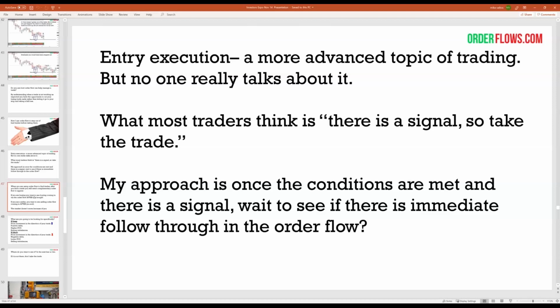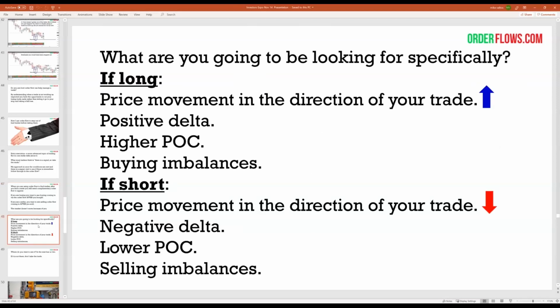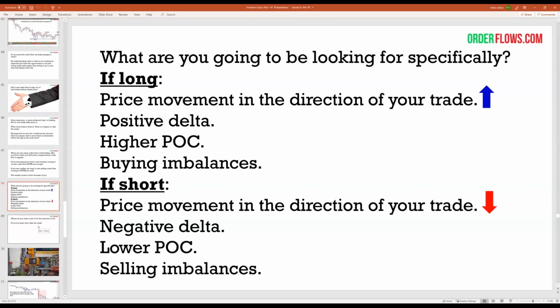And when you're using order flow to find trades, after you find the trade, wait for the complementary order flow to appear, or rather, don't wait, read the order flow and understand what's happening, because that's where the benefit in order flow is, understanding what's happening in the market. So if you're buying, you want to see buying order flow coming into the market after you bought. If you're selling, you want to see selling order flow coming in after you sold, right? The market's not going to move just because of you. Just because you bought, it's not going to go up. Just because you sold, it's not going to go down. You need everybody else to be doing the same thing.